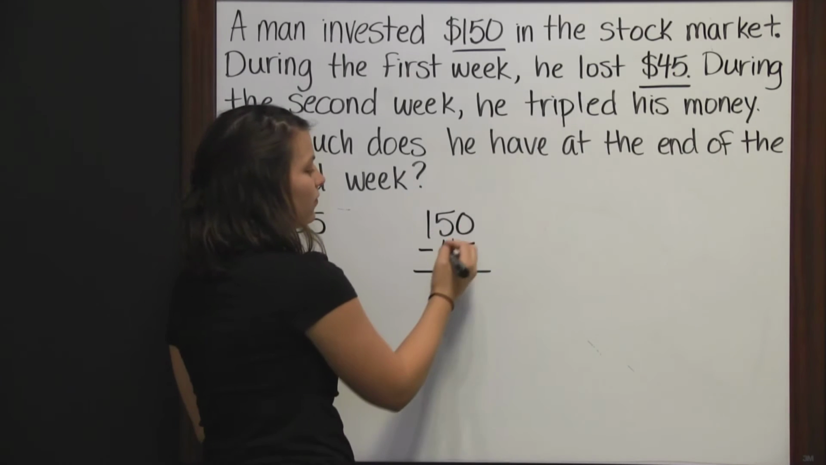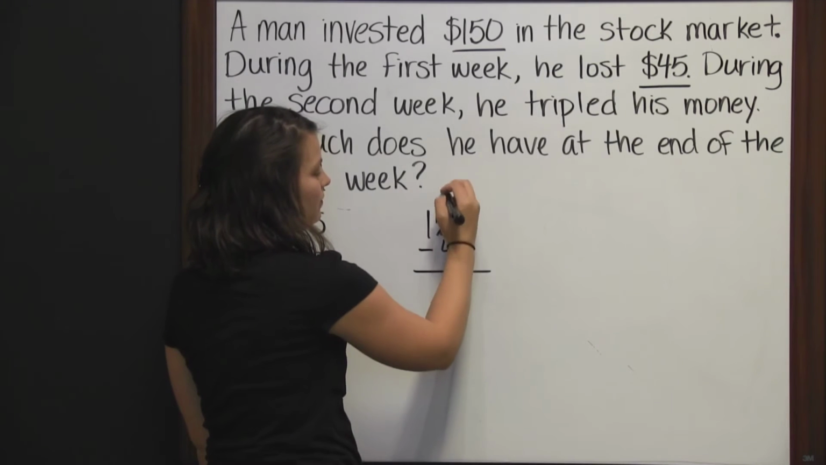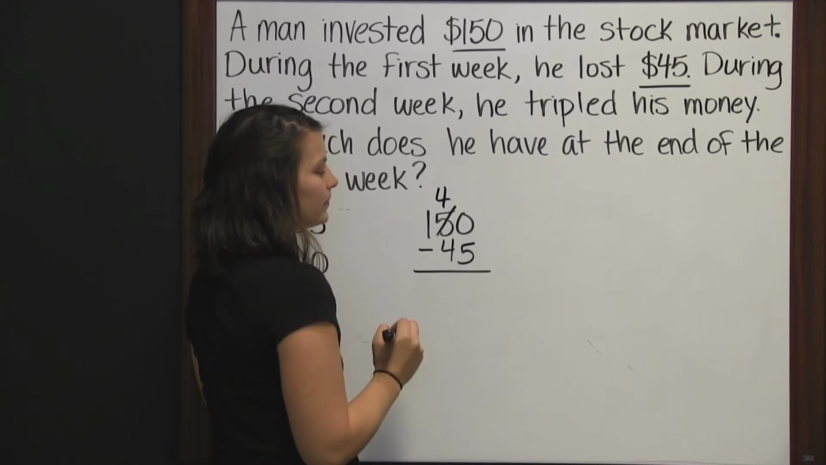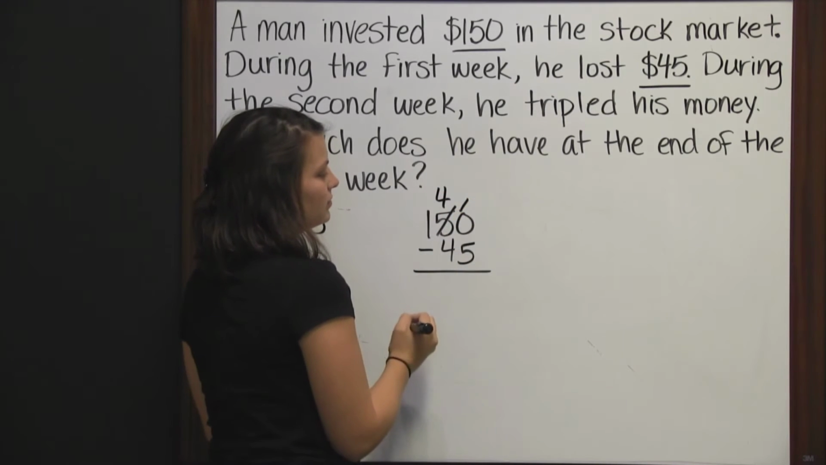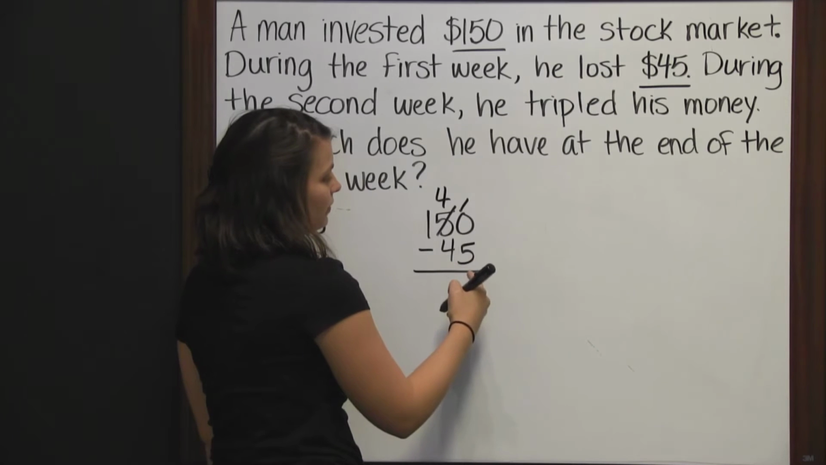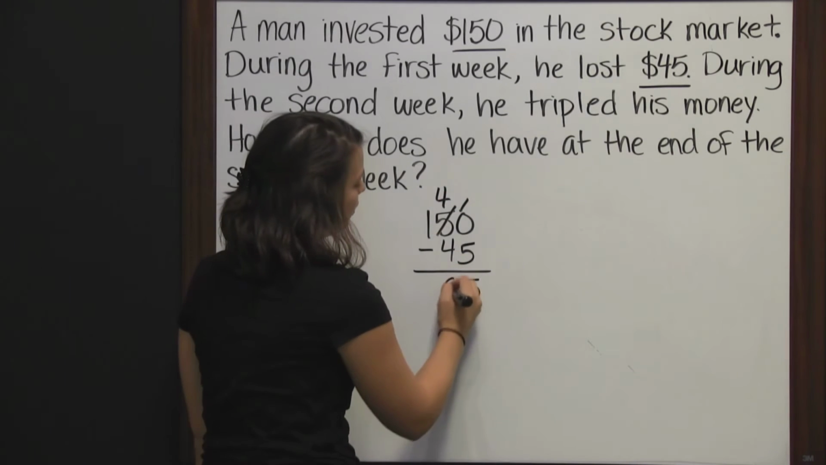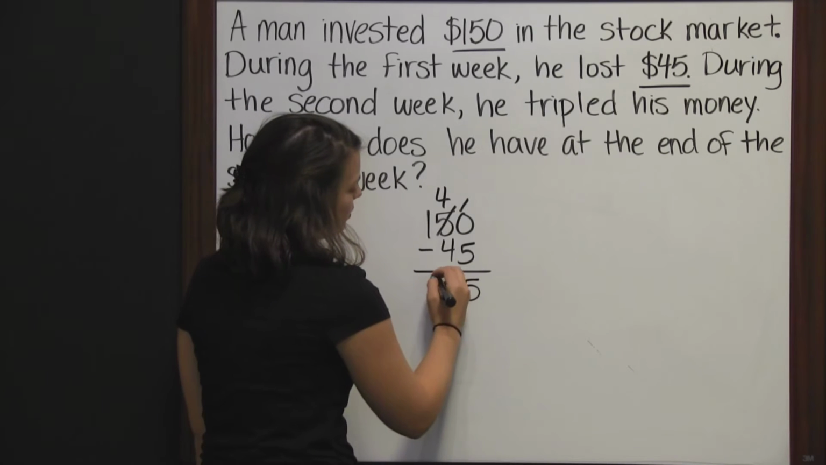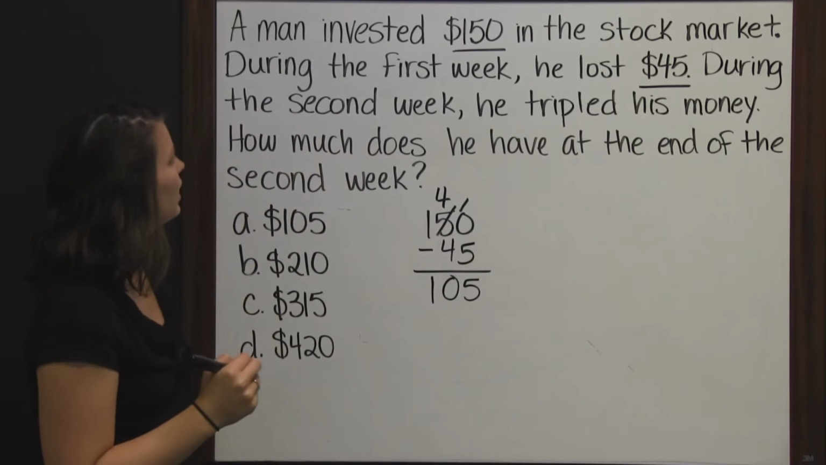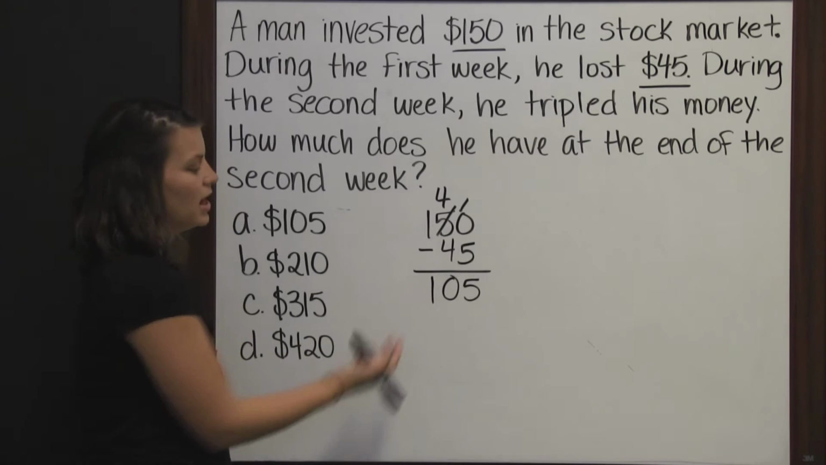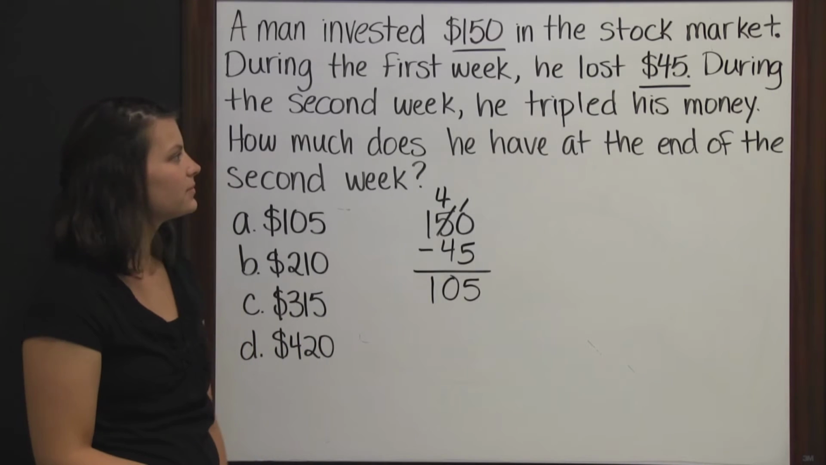We can't take 5 from 0, so borrow from the 5. It becomes 4. So this is 10. 10 minus 5 is 5. 4 minus 4 is 0. And we bring down our 1. So at the end of the first week then, he has $105.